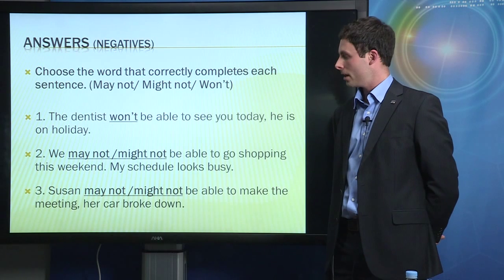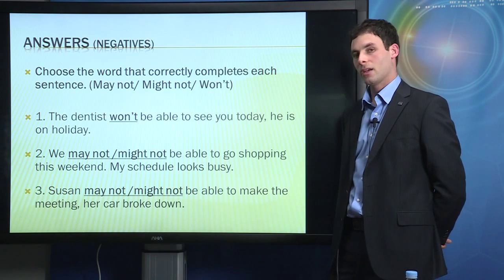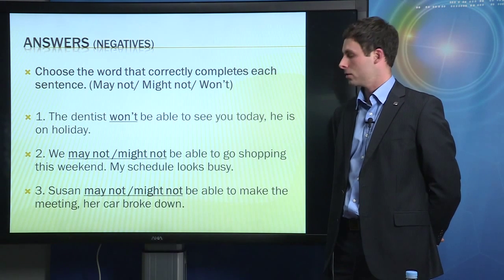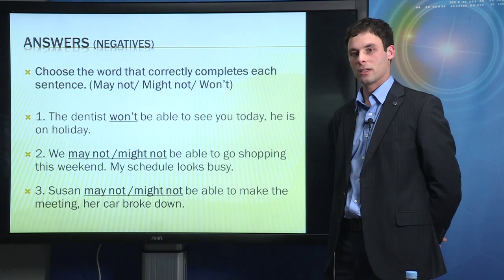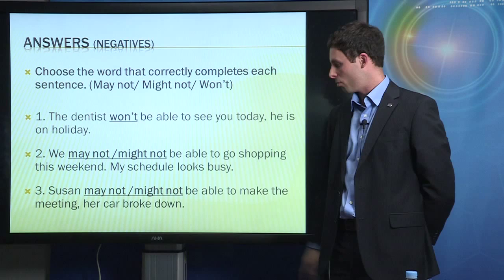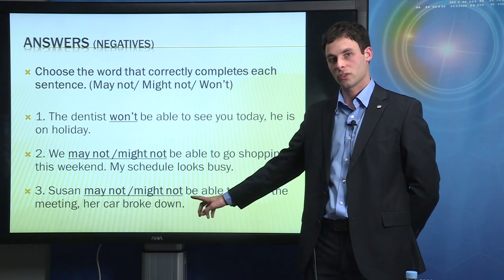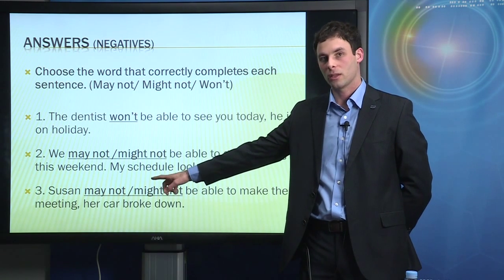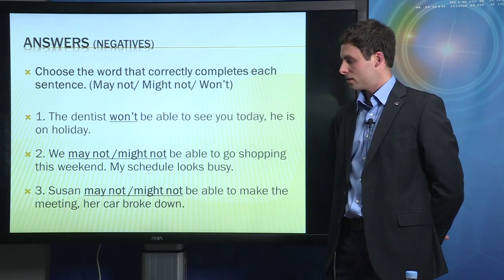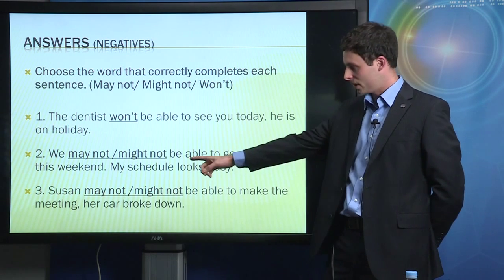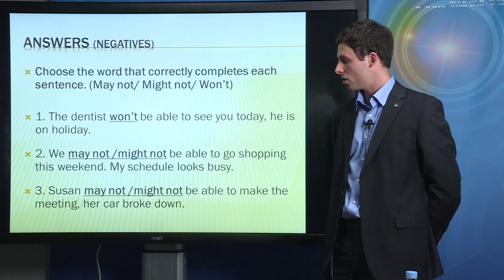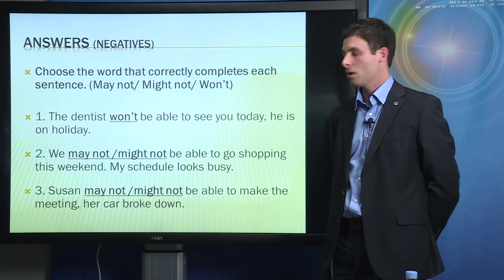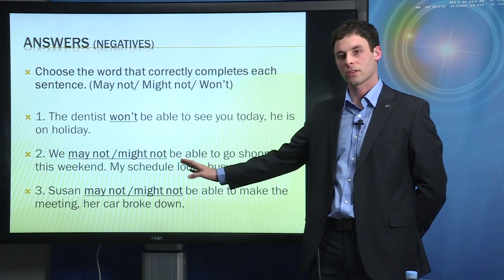In the third example, Susan may not be able to make the meeting, her car broke down. Or Susan might not be able to make the meeting, her car broke down. So because of this situation, Susan's car breaking down, it's possible she won't make or attend the meeting. This is a more formal setting. Perhaps this is a business meeting. So it's more common to find may not being used. But again, to stress, both answers are okay.